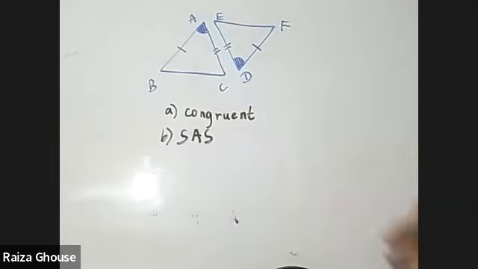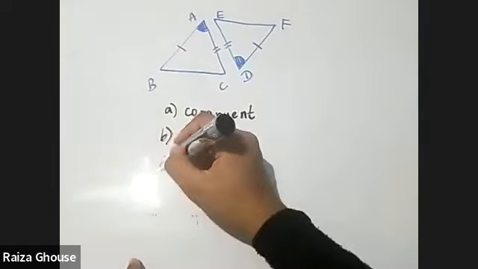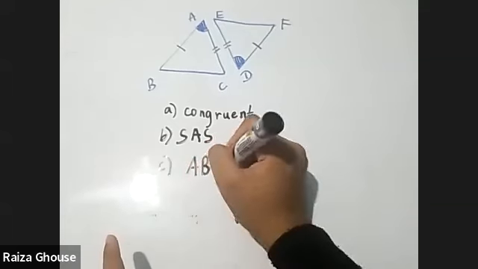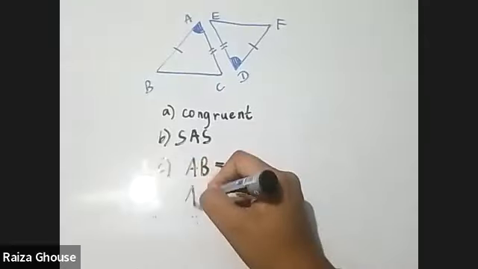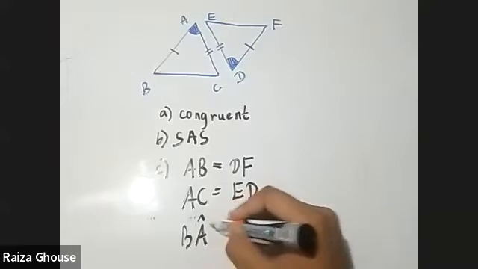Now tell me what are the corresponding equal sides? That means I'm asking you, if I take this triangle, AB side is equal to which side of this triangle? EF. ED. DF. No, not ED. EF. AC side is equal to ED. Angle BAC is equal to EDF.